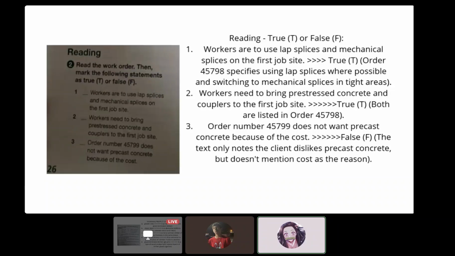That one is true. And third statement, the customer does not want to precast concrete because of the cost. The answer is false.